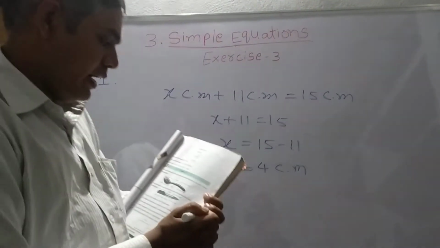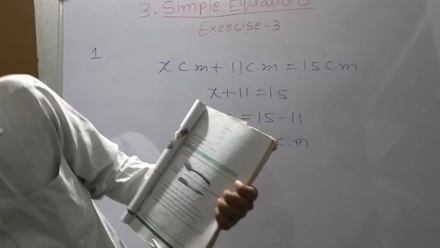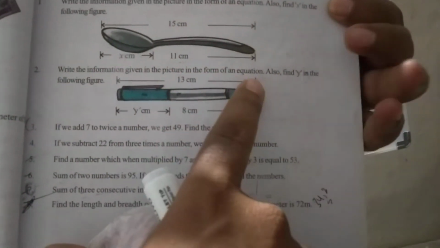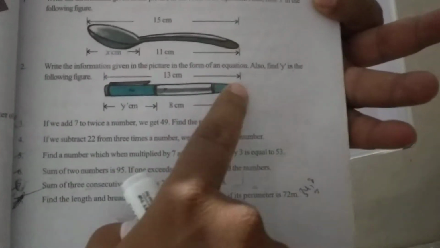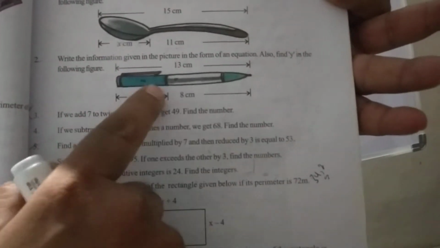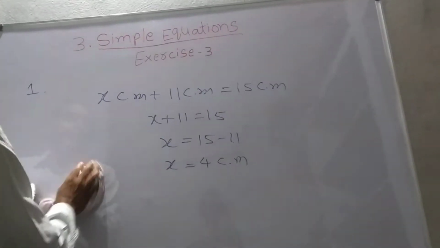Now we are going to write problem number 2. The problem is, write the information given in the picture in the form of an equation. Also find y in the following figure. This is a pen. The length of the cap is 5 centimeters and the remaining part is 8 centimeters. The total length of the pen is 13 centimeters. Now we can write it in the form of an equation.